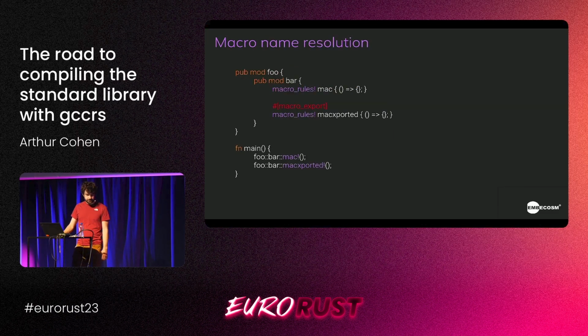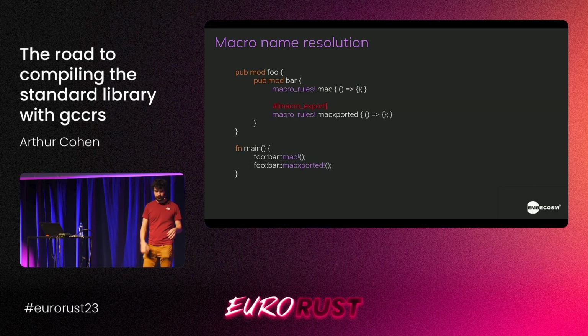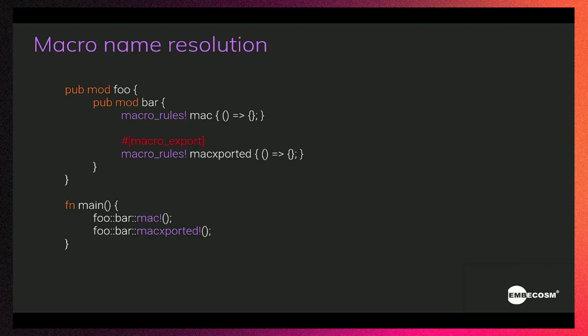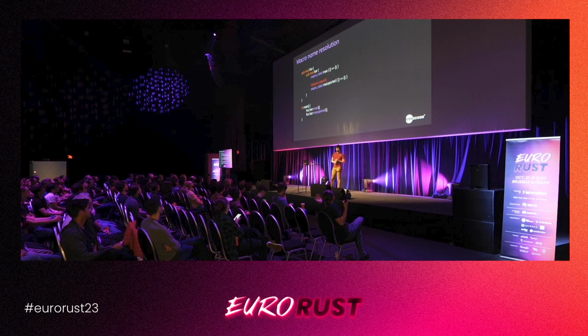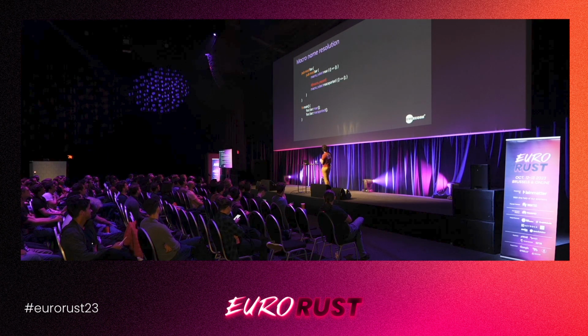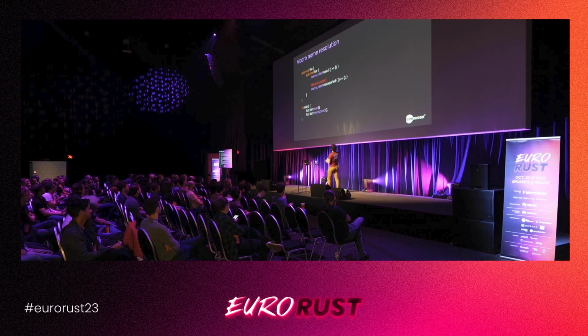So yeah. Another interesting thing, so this creates a module foo, a module bar. There's going to be 2 macros in it, mac and maxported. Maxported has got the macro export attribute. And then from our main function, we're going to call mac and maxported from the foo and bar module. So again, show of hands, please. Who thinks that Rust code is correct and compiles? OK, so either you think it's not correct, or you don't know a lot about macros, and you're lucky.